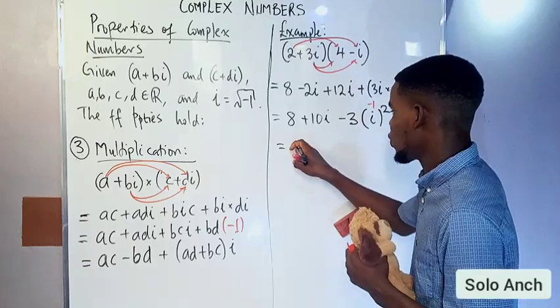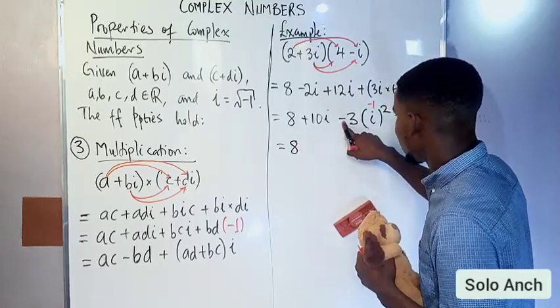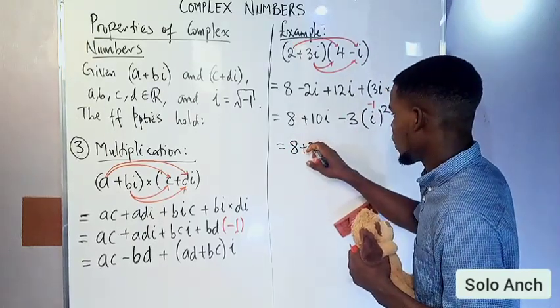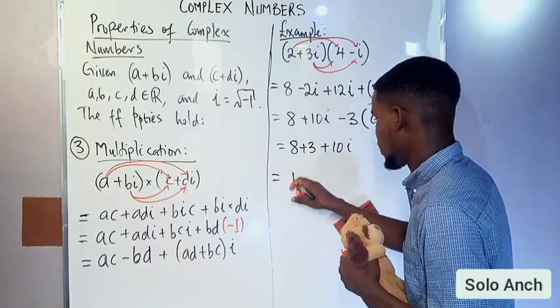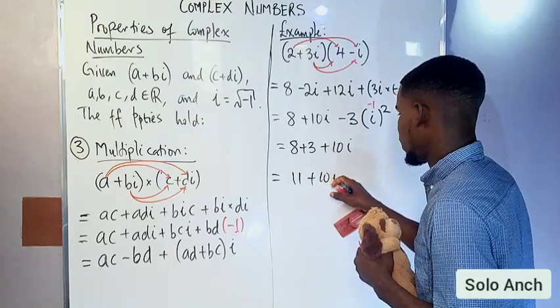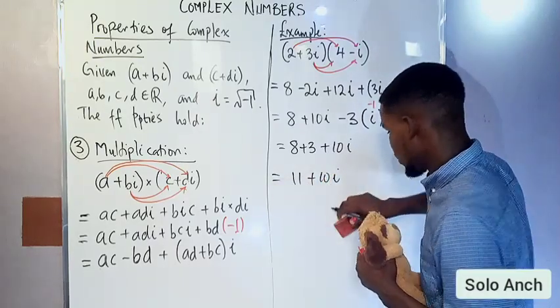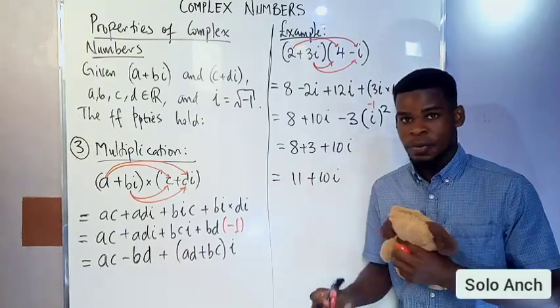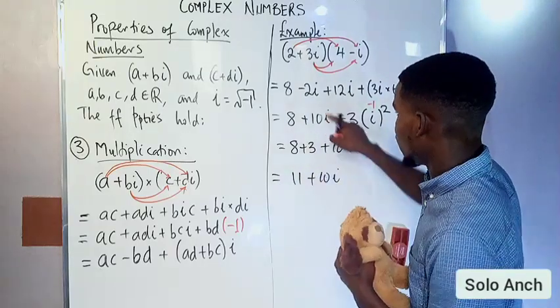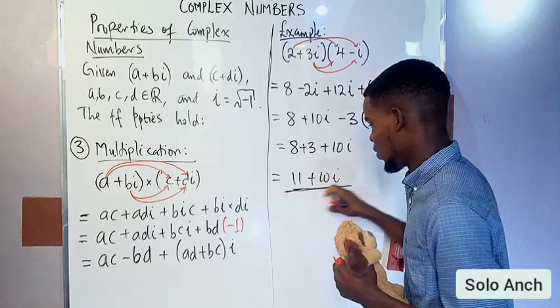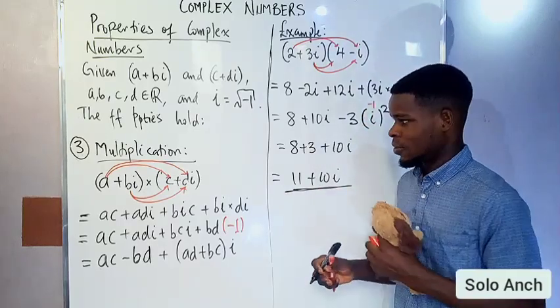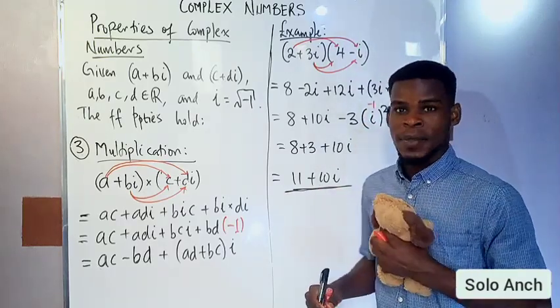So we're going to have here 8. Negative 3 times negative 1 is positive 3, right? Then we add 10i to that. And of course we are done. This is just 11 plus 10i. So you try to add like terms by adding terms with the i together, then the other ones together. And you notice that you can't add these two terms together, right? And that's the result. Okay, that's nice, isn't it?